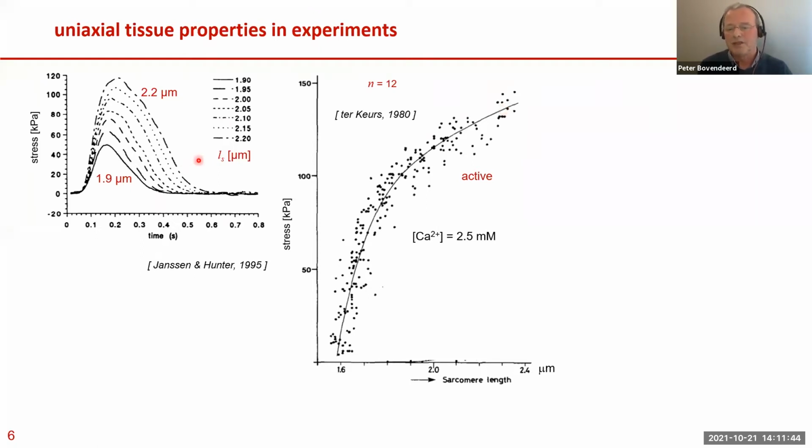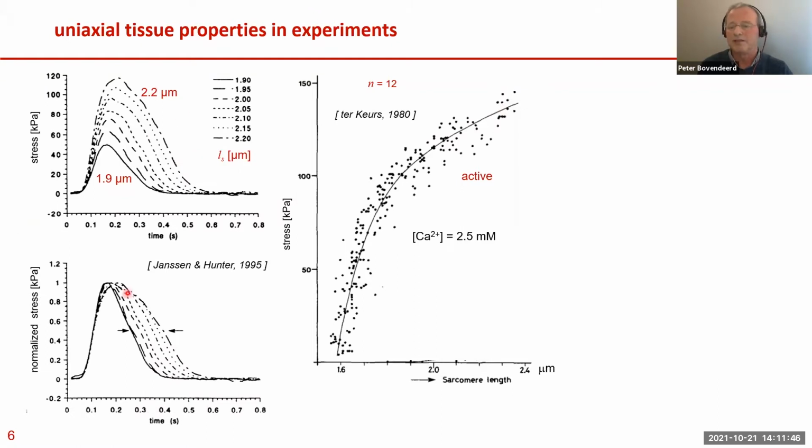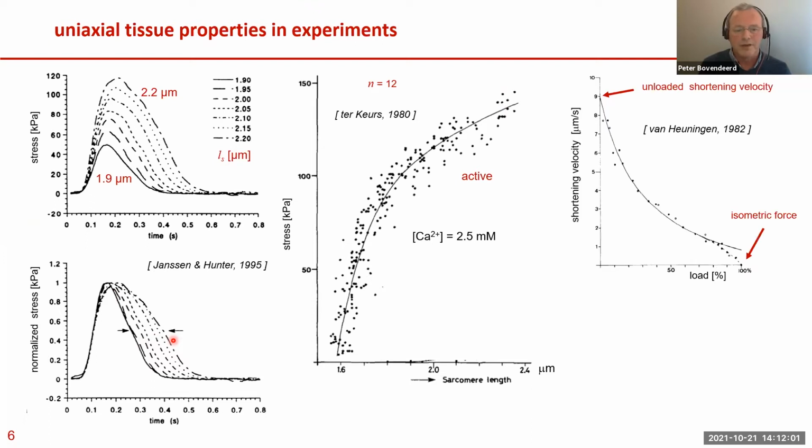If you take the same experiment and normalize these tracings to their maximum, then you can see that the twitch, as it's called, so the duration of this active stress development, it increases with increasing sarcomere length. Another feature that has been observed in experiments is that the velocity at which the muscle can shorten depends on the level of load that it experiences.